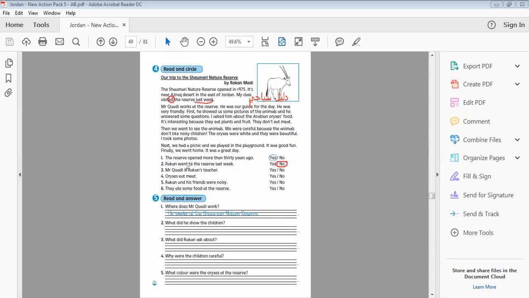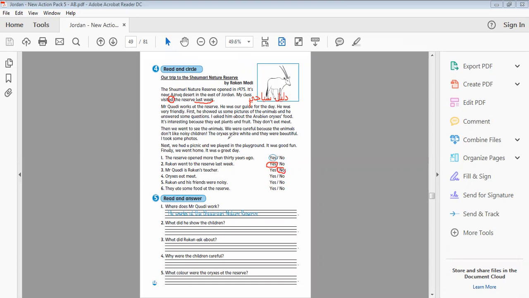Three, Mr. Kwaidi is Rakan's teacher? No, he works at the reserve. Sorry, before I said yes and circled no. I'm sorry. Here we put yes because he visited it last week. Here we put no. He works at the reserve.